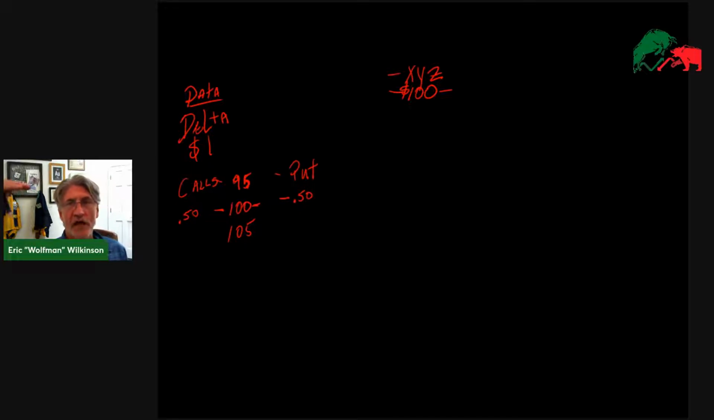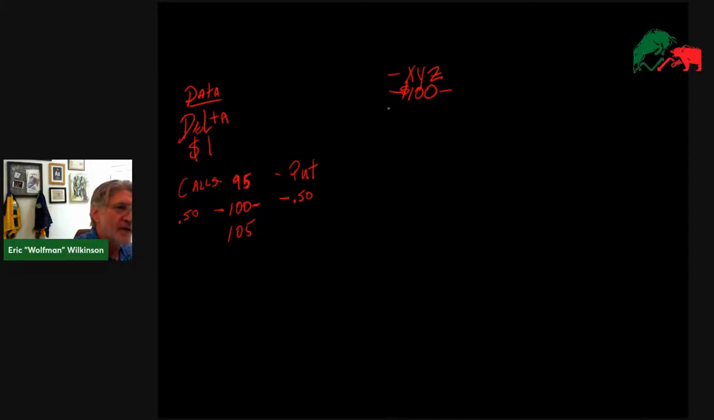Now remember, if the underlying moves down by $1, what does that do to put's delta? Well, a negative plus a negative makes it a positive, right? So as we move down, that's why that becomes a positive. So delta is based on the first dollar move.